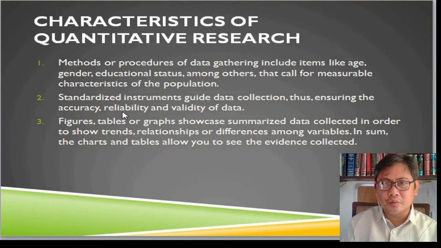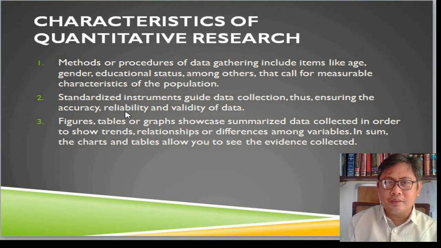Educational status as well can be assigned in numbers, just like for example, if you're in elementary grade, you can assign that as level 1. In secondary, you can assign that as level 2. In tertiary education, you can assign it as 3. And in master's degree or postgraduate education, you can assign it as 4. So in here, methods and procedures of data gathering includes numbers. So that's the first characteristic.